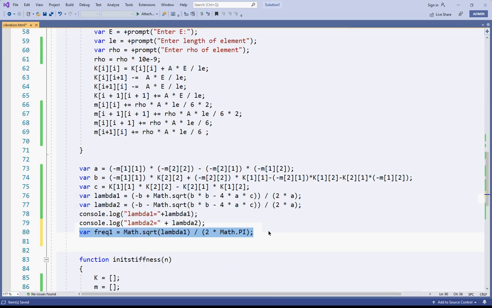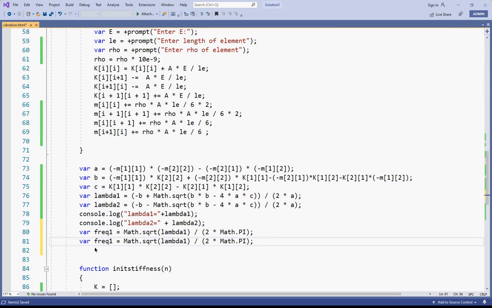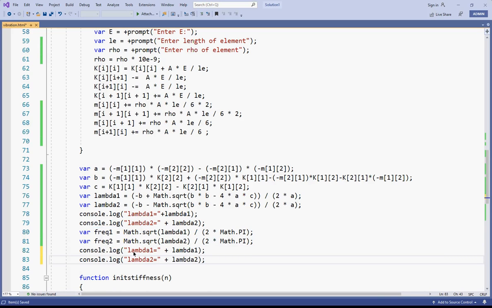So that is how my frequency 1, and this is frequency 2, so I can use lambda 2, and of course I can console log this. Okay, so now it is going to come, so that is not a very challenging one. Okay, so this is how it is going to come, frequency 1 and frequency 2. You change this variable name also.